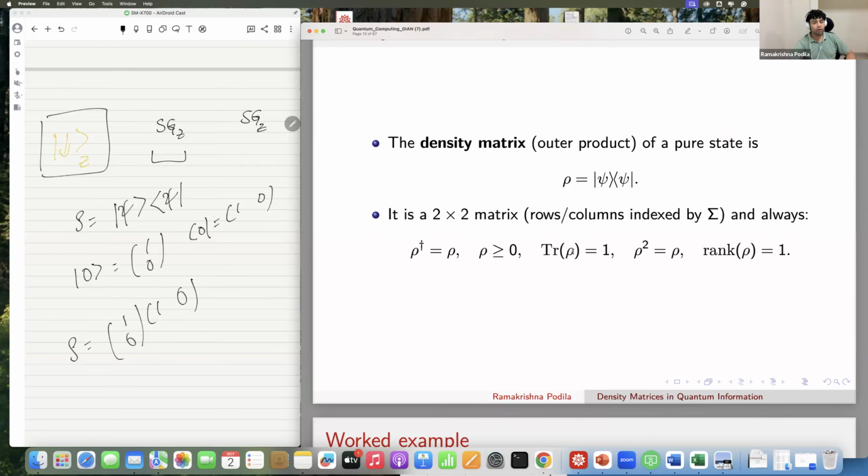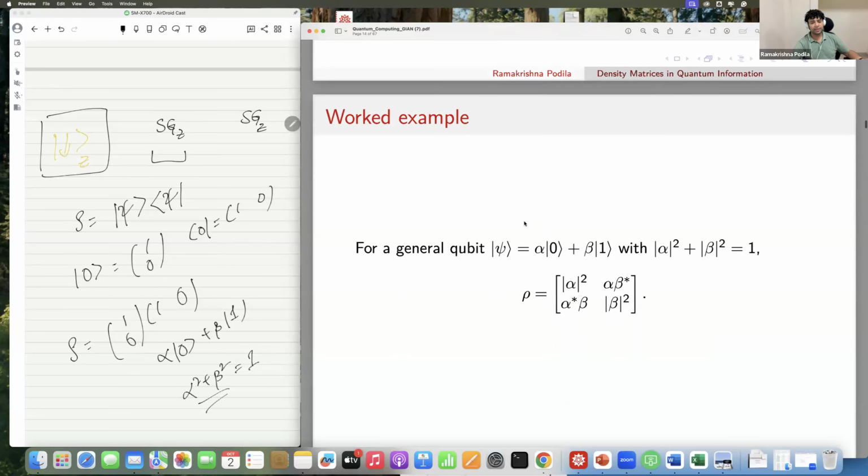So the trace of rho will always be 1, right? Because if you have the probabilities, let's say you have a state that looks like alpha 0 plus beta 1, then what you end up getting as a trace is alpha squared plus beta squared. This will always be 1 because the probability is normalized. So in general, we could write psi as alpha 0 plus beta 1, and alpha squared plus beta squared must be 1.